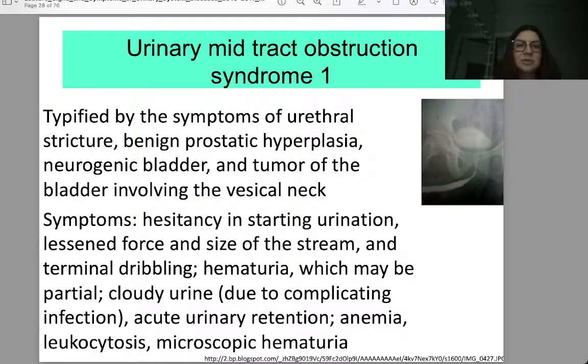Typified by the symptoms of urethral stricture, benign prostatic hyperplasia, neurogenic bladder, and tumor of the bladder involving the vesical neck. Symptoms include hesitancy in starting urination, lessened force and size of the stream, and terminal dribbling, hematuria which may be partial, cloudy urine due to complicating infection, acute urinary retention, anemia, leukocytosis, and microscopic hematuria.